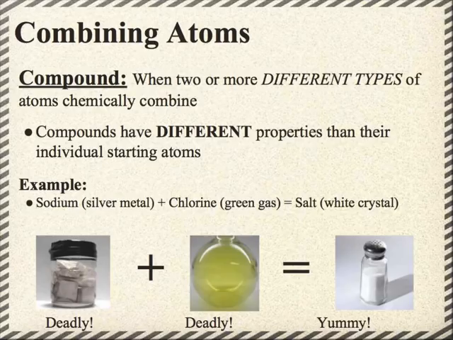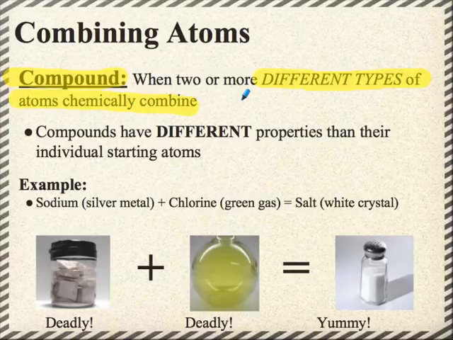All right, last thing that we're going to talk about is how atoms combine and what they're called. Two weeks ago, we talked about compounds already, so you have a good idea what a compound is. It's when 2 or more elements combine together. The difference that you have to know is that it has to be different types of atoms chemically combining. In this case we have sodium and chlorine, which make table salt.